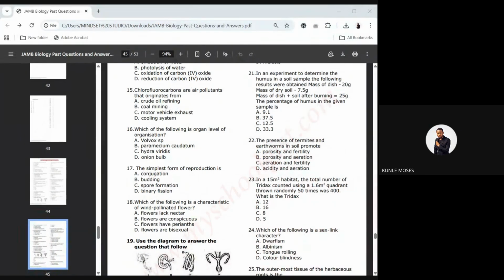So after getting 5, we should calculate the percentage of humus in the soil. The humus will be the mass of dry soil minus the mass of soil after burning. The mass of dry soil is 7.5. The mass of soil after burning is 5. That's 7.5 minus 5, which gives us 2.5. So let's calculate the percentage humus. That will be 2.5 over 7.5 times 100. So calculate it. What is the answer? That's D. Oh, very good.